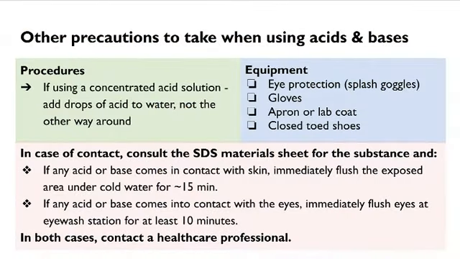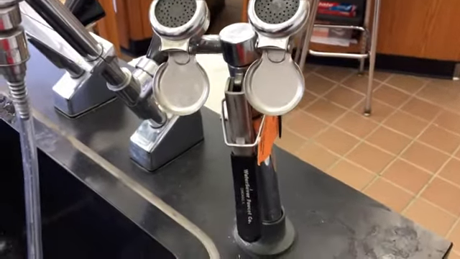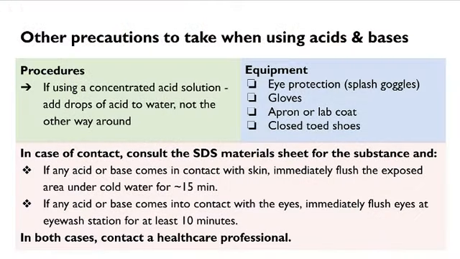Similarly, if any acid or base comes into contact with your eyes, which it shouldn't because you should be wearing goggles at all times, you would immediately flush your eyes at an eye wash station for at least 10 minutes, and in both cases contact a healthcare professional, as acids and bases can be corrosive to the skin and very dangerous for your eyes.